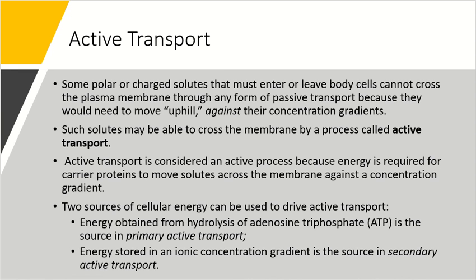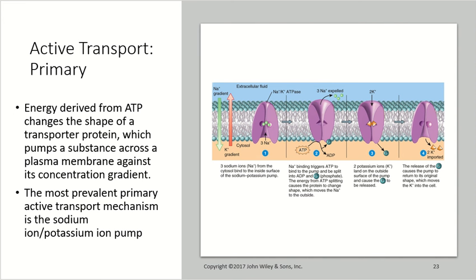Energy can either be obtained from hydrolysis of ATP, or adenosine triphosphate, and this is going to be the energy source for primary active transport. Energy stored in an ionic concentration gradient is going to be the source of energy for our secondary active transport. So these are our two types of active transport that we have.